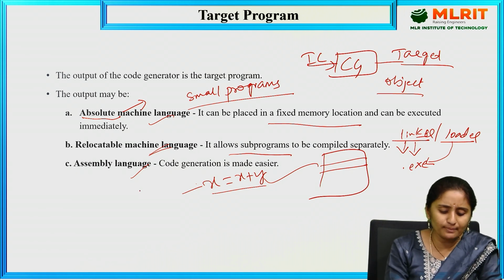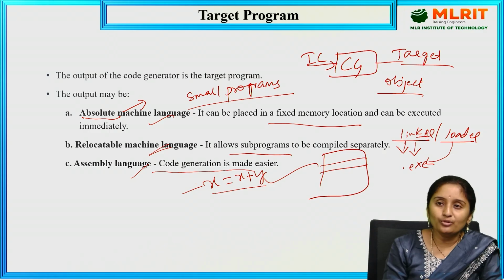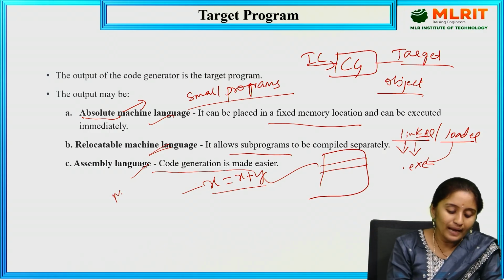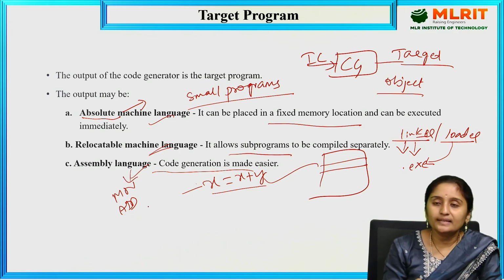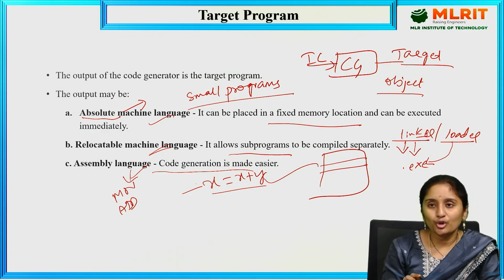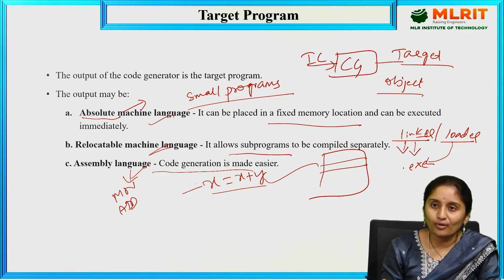Coming to the assembly language. Here we use mnemonics like move, add, sub, mul. All these things are used by the assembly language, and here the code generation is made easier, and it is understandable by a human. The assembly language is in a human readable format.